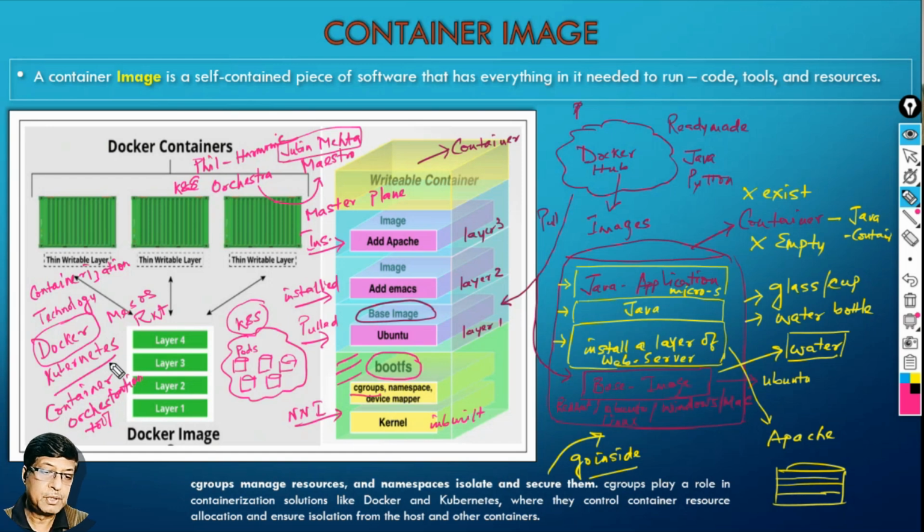Now, what about the C groups? C groups manage resources, and namespaces isolate and secure. What about the individual images, individual layers, to secure them? C groups play a role in containerization solutions like Docker and Kubernetes. Within the Docker container, you have the C group, which is the manager of all the resources and devices, where they control container resource allocation. How will you manage the namespaces?